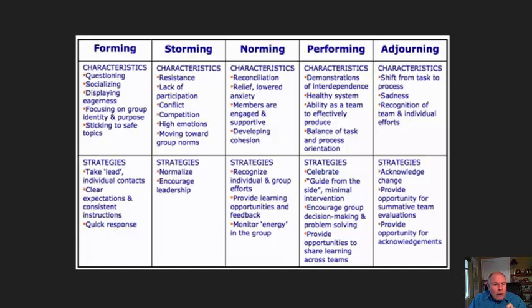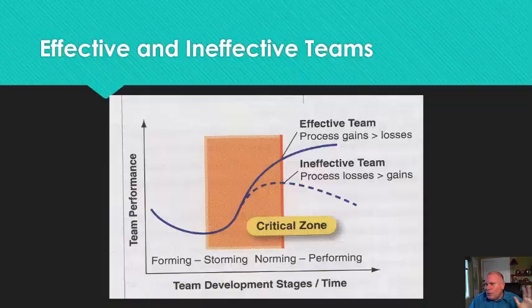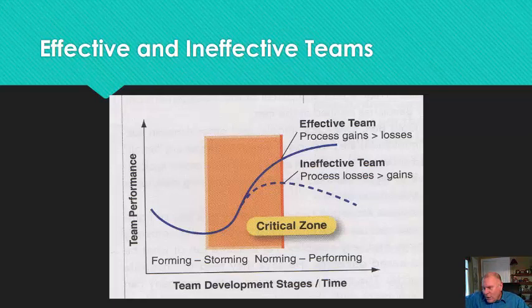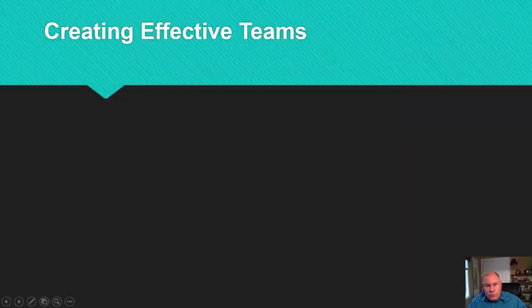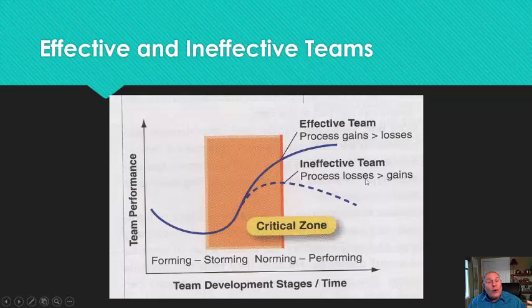Now, what we have seen when we're looking at effective and ineffective teams is that in the different stages teams will go through this, and when they're coming out of that storming into norming, it's what we'll call the critical zone. And as we can see here, in effective teams there are process gains. The gains are greater than the losses. In an ineffective team, we have process losses that are greater than the gains. So are we going forward or are we going backwards?